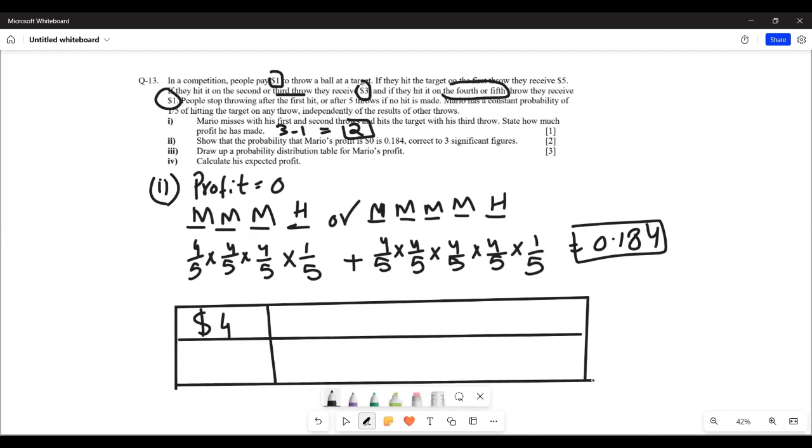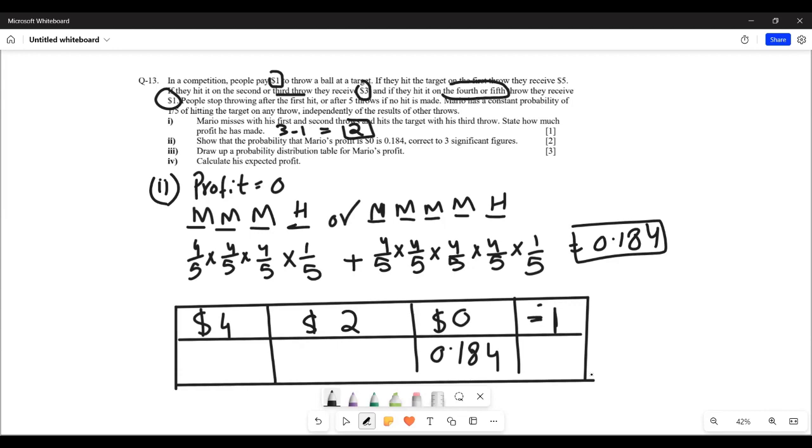Then if he gets $3 back, that's a profit of $2. And if he gets his $1 back, that's a profit of 0. And if he's unable to hit the target in the first 5 throws, he loses his $1. So that's a profit of -1. Now we have to find the probability of each case. We already have one of those probabilities, that was for making $0. So it's going to be 0.184 here.